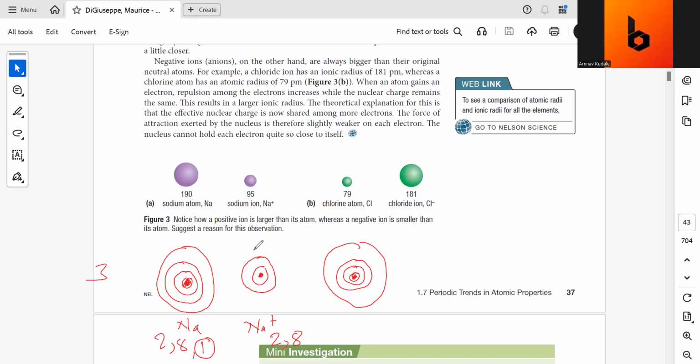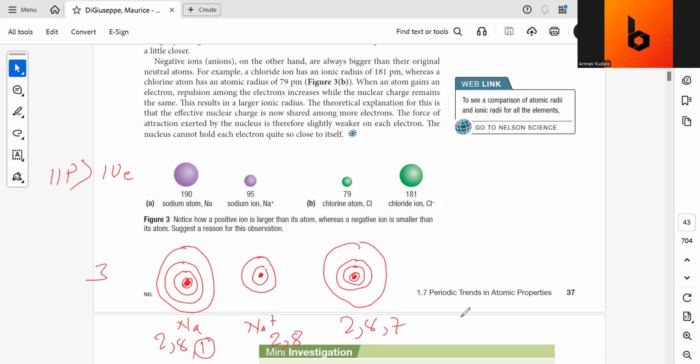Another reason is the electrons are 10 in a cation. There are 11 protons. So you have more protons than electrons. That means the central force is larger relative to the number of electrons. That is also another reason that the size is smaller. Got it? Correct? Easy.